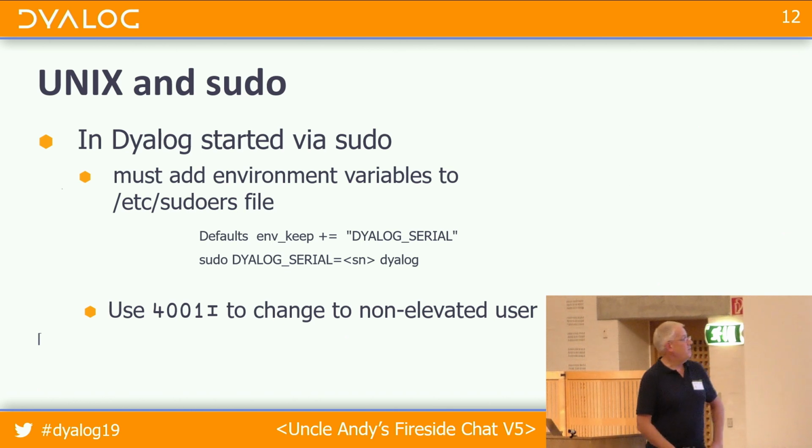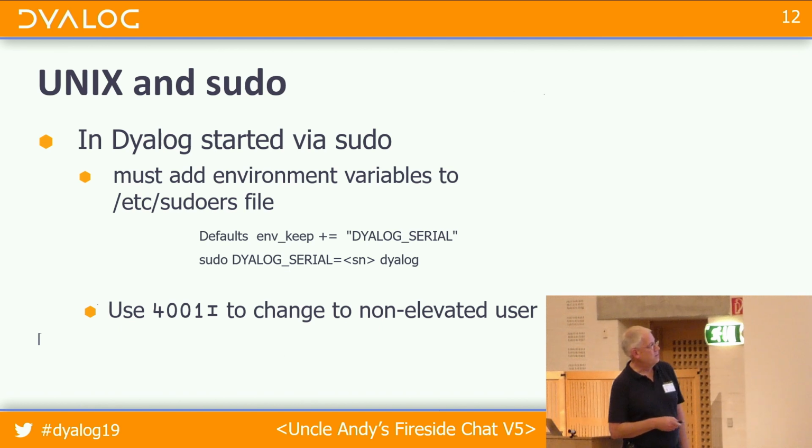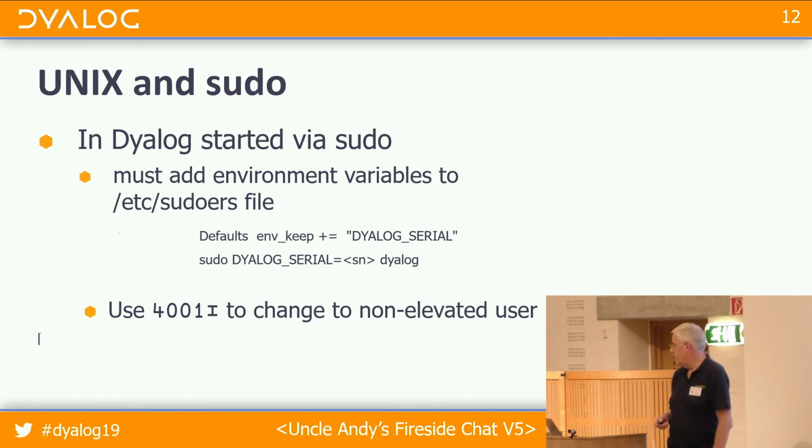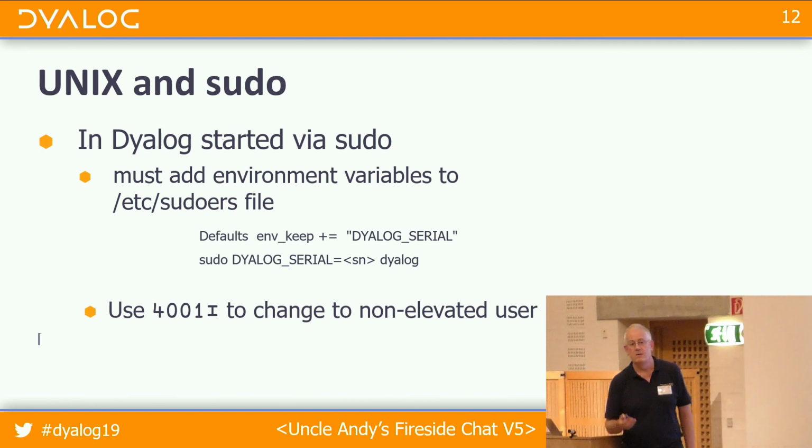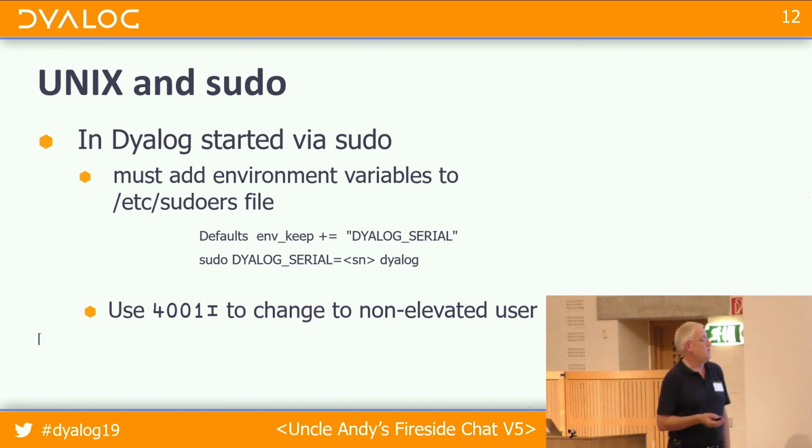So, if you want to set the Dyalog serial when you've called sudo, it's not quite as simple as just typing sudo DYALOG_SERIAL equals the serial number and then calling the APL script. You have to edit the /etc/sudoers file to have this entry in there. This isn't specific to Dyalog serial. If you wanted to set a default maxws or something like that, you have to go through the same technique: if you want to sudo it, you have to add it to the sudoers file.